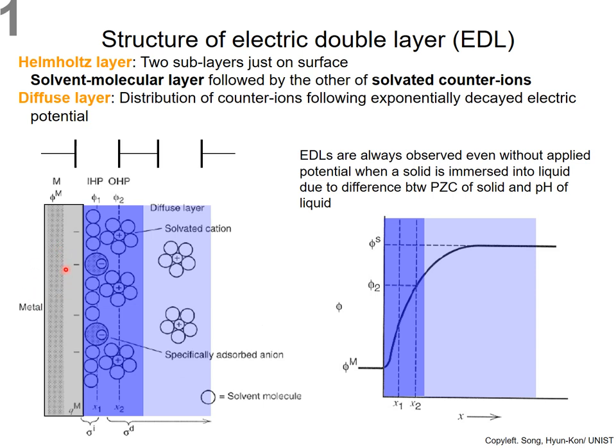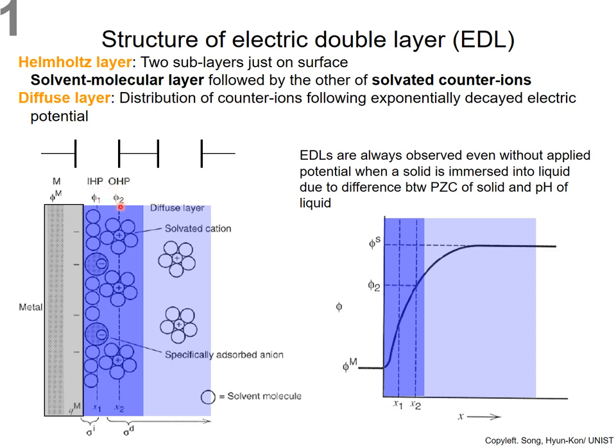And on the electrolyte side, you have two layers. The first layer is called the Helmholtz layer, and this layer has two sublayers just on the surface of the electrode. In the first layer, you have the solvent molecules. If you have an aqueous electrolyte, this circle indicates water. This is the very first layer of the Helmholtz layer. This plane, connected to the surface of water molecules, is called the inner Helmholtz plane.